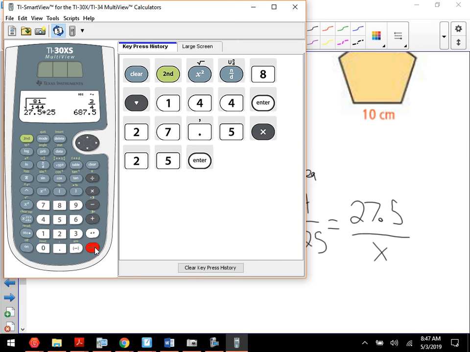I get that, and then I just have to divide that by 4. So I get an area of 171.88, approximately. Not too bad. Just moving forward and backwards on these.